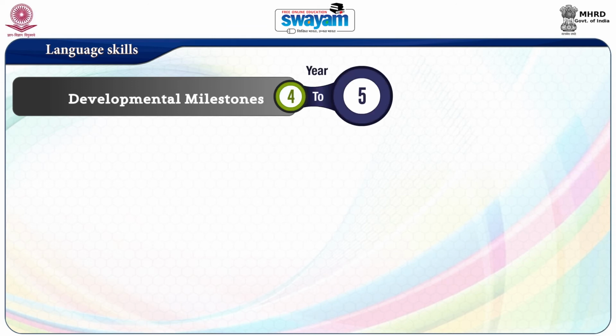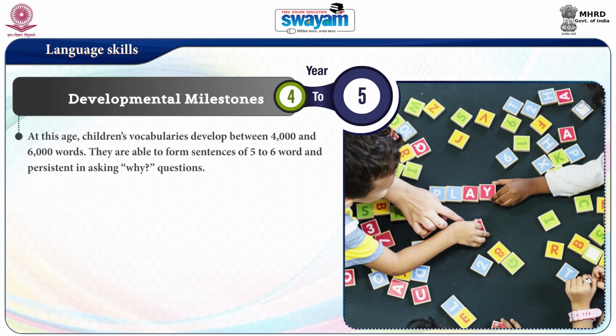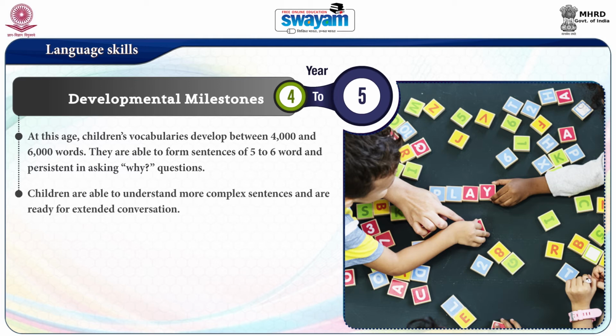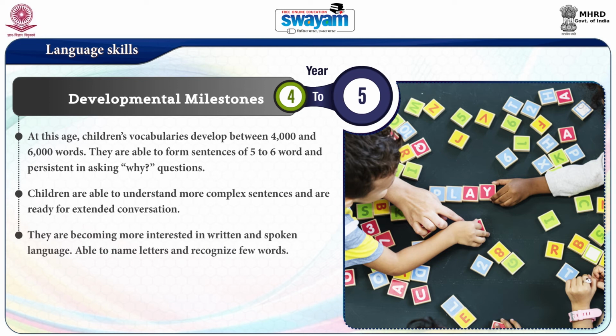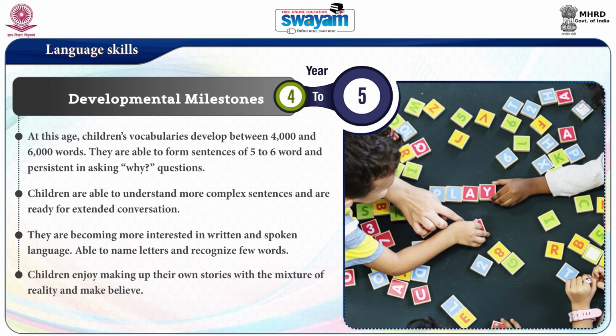Now, when the children are 4 to 5 years of age, children's vocabulary develops between 4,000 to 6,000 words. They are able to form sentences of 5 to 6 words and are persistent in asking why questions a lot. Children are able to understand more complex sentences and are ready for extended conversation. They are becoming more interested in writing and spoken languages, able to name letters and recognize new words during this time. Children enjoy making up their own stories with a mixture of reality and make-believe.